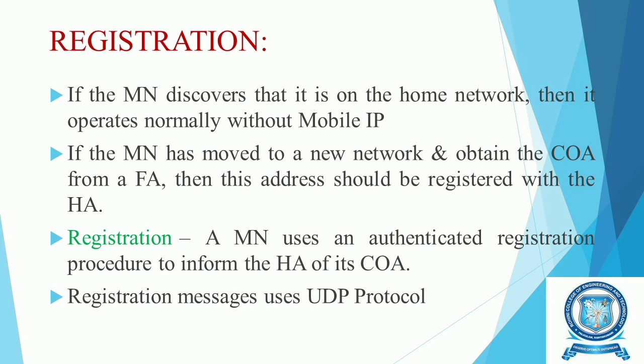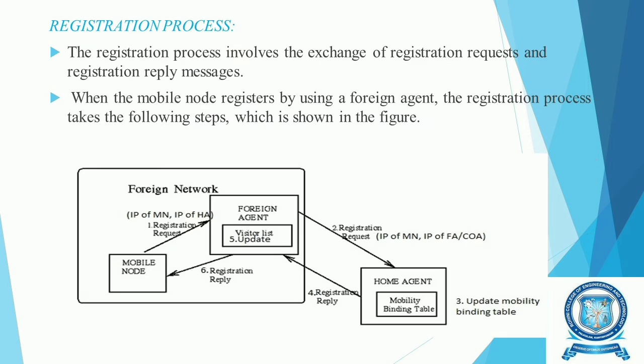Okay, now we are going to see registration. If a mobile node discovers that it is on the home network, then it operates normally without mobile IP. If the mobile node has to move to a new network and obtain the care-of address from the foreign agent, then this address should be registered with the home agent. For that we use the registration procedure. A mobile node uses an authenticated registration procedure to inform the home agent of its care-of address. The registration messages use UDP, the User Datagram Protocol. The registration process has an exchange of registration request and registration reply messages.